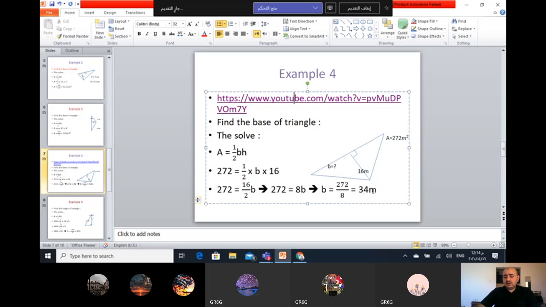Here we write meter, not meter squared, because here we have side, not area.